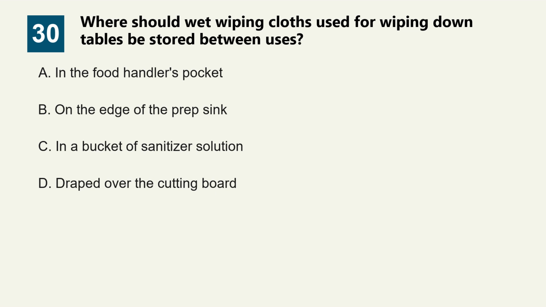Question 30. Where should wet wiping cloths used for wiping down tables be stored between uses? Option A, in the food handler's pocket. Option B, on the edge of the prep sink. Option C, in a bucket of sanitizer solution. Option D, draped over the cutting board. The correct answer is option C, in a bucket of sanitizer solution.